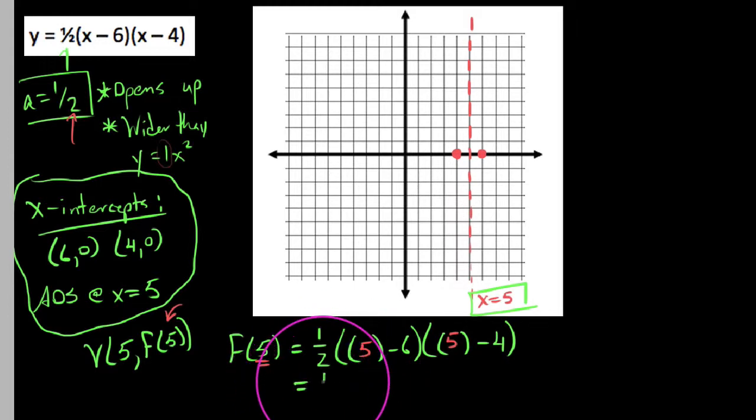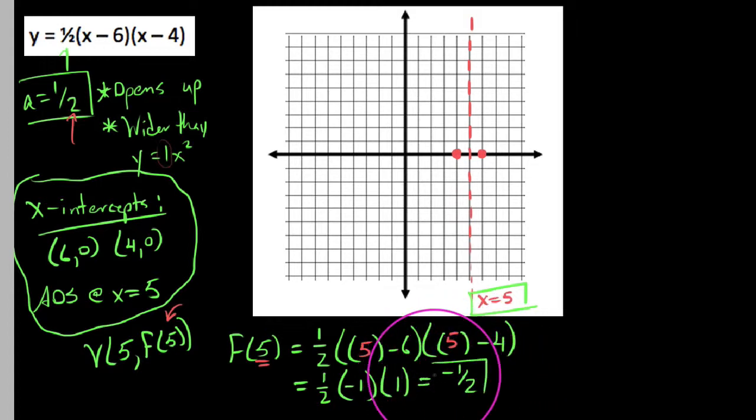So we simplify this down to 1/2 times, now 5 minus 6 is -1. 5 minus 4 is +1. So +1 times -1 is -1, and -1 times 1/2 is -1/2. So what this means is the y value when x is 5 is -1/2. So we get this. Our vertex is at 5, -1/2.